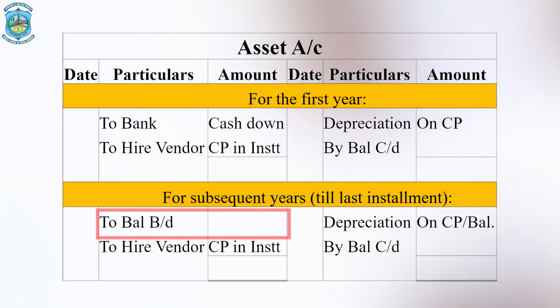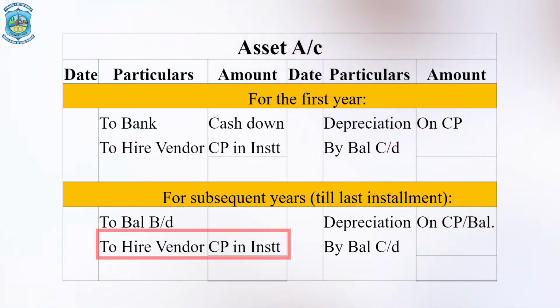Now onwards, that is in the subsequent year, the second year onwards, only the installment's cash price is to be recorded in the debit side of the asset account with the name of to vendors account. So, every time in each installment, whatever amount of cash price is included, with that amount you have to record in the debit side of the asset account as to hire vendor.